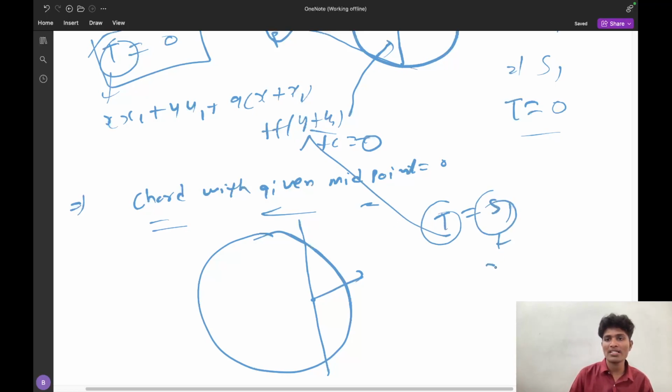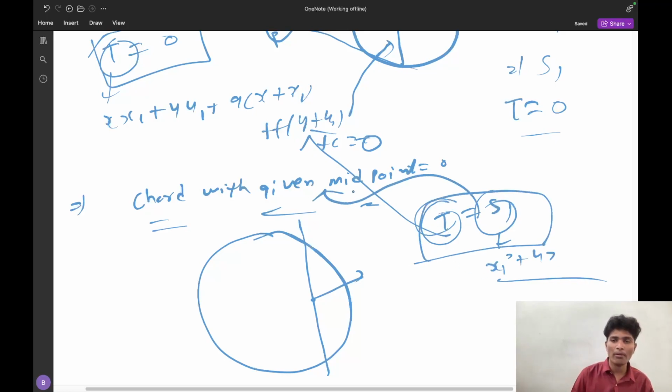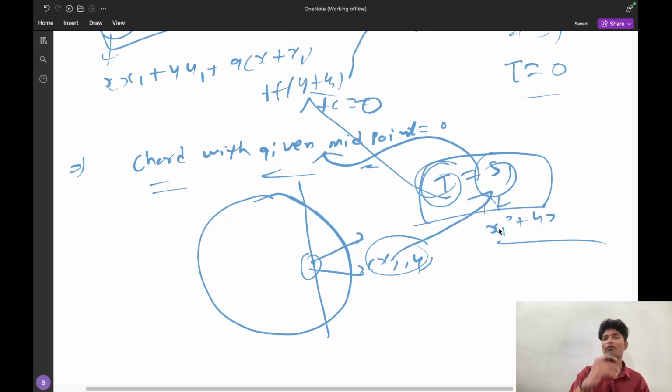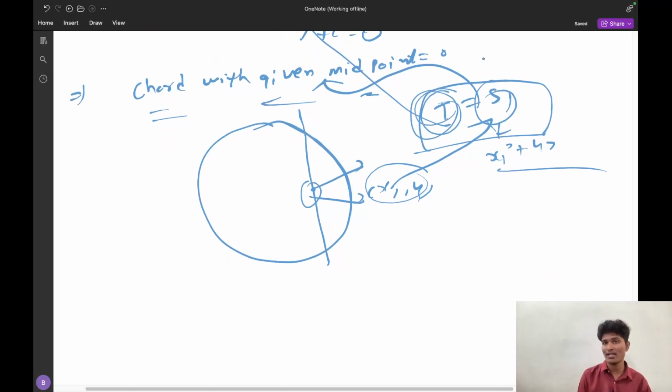And what is S1? Simply substituting the point, x1 square plus y1 square and so on. What is the value you are getting? And equate it to T. This T is equal to S1 gives the chord with the given midpoint. The midpoint here is x1 comma y1. This point should be substituted in the circle equation, and you will get an answer that should be equated to this transformed equation. This T is not the tangent; this is the transformed form of the circle.